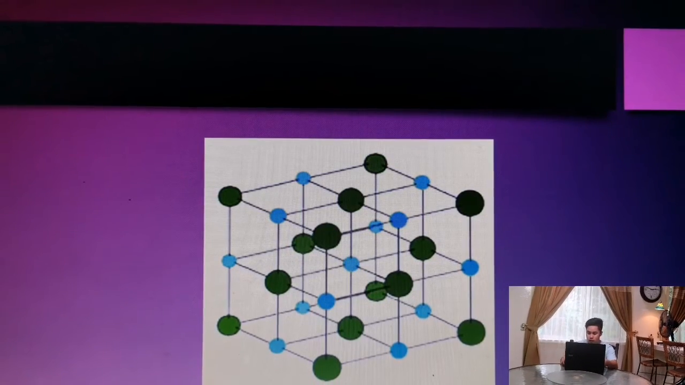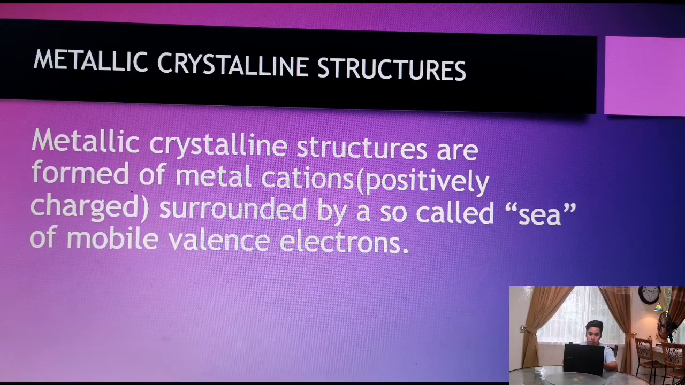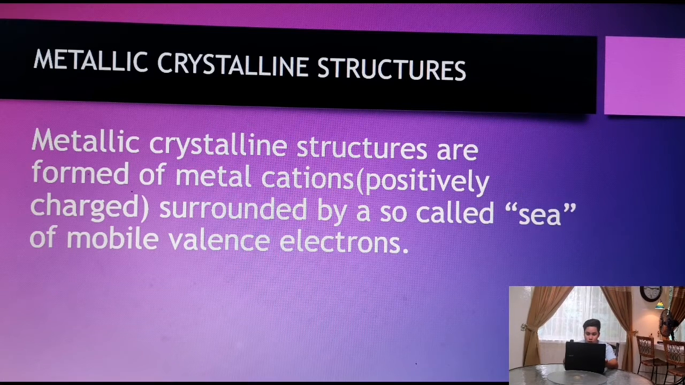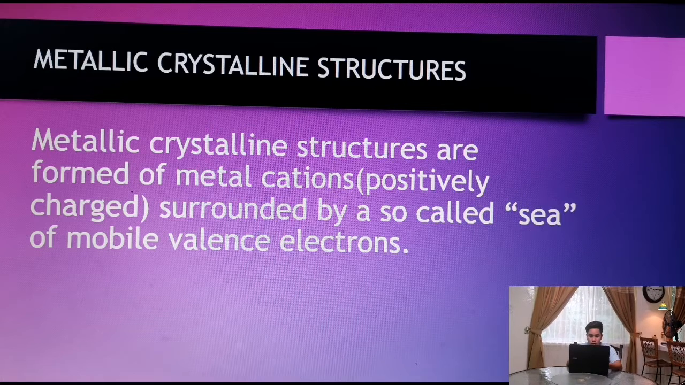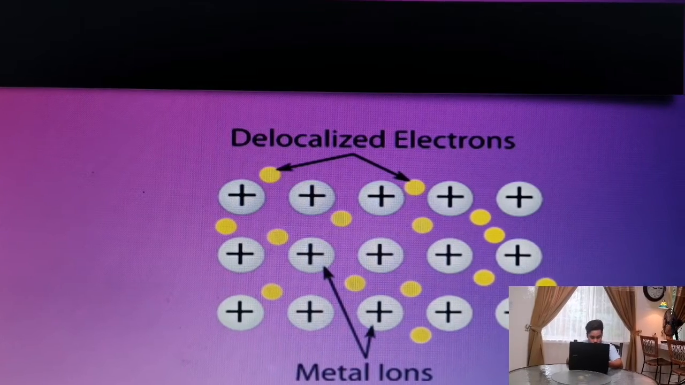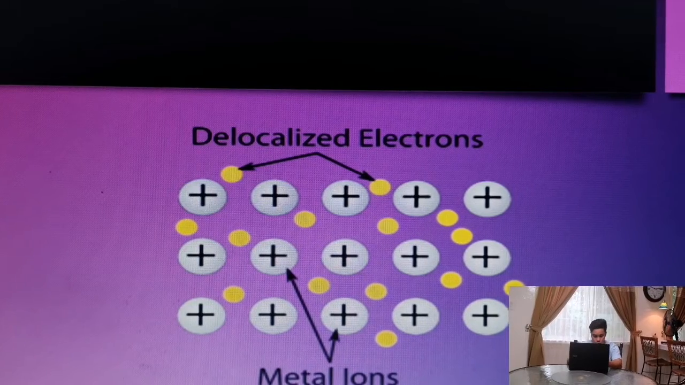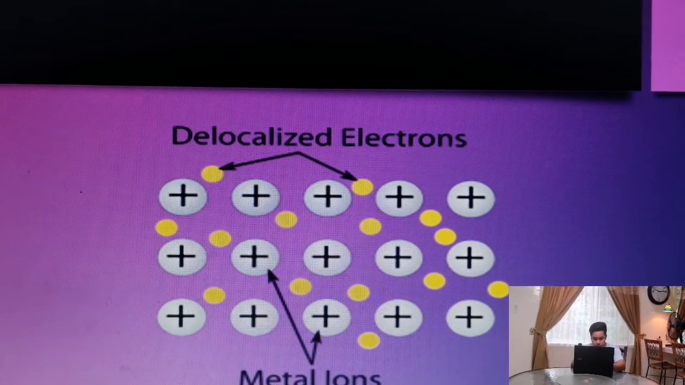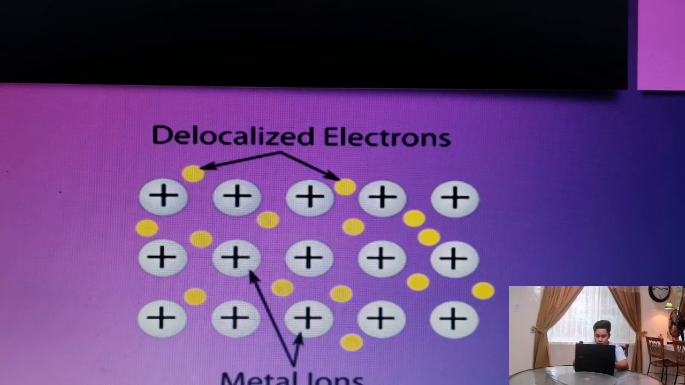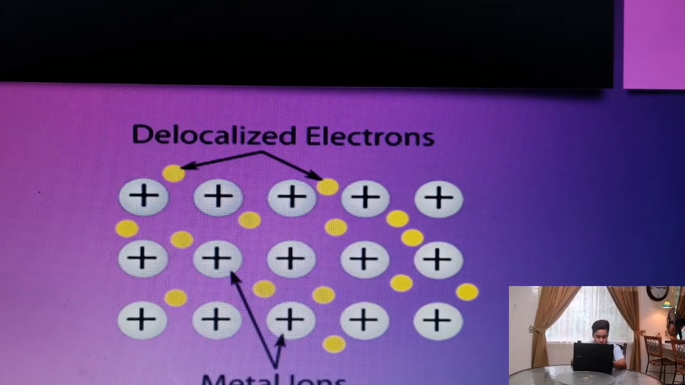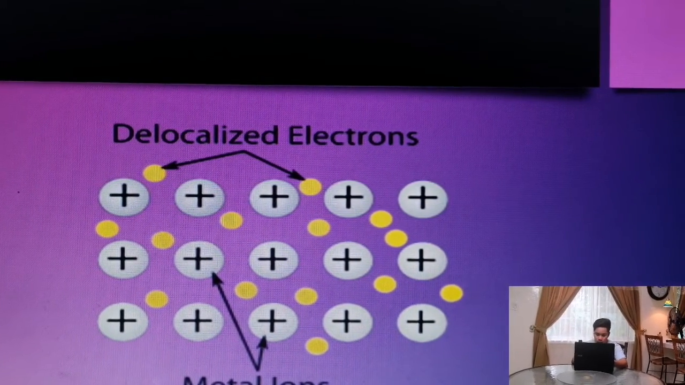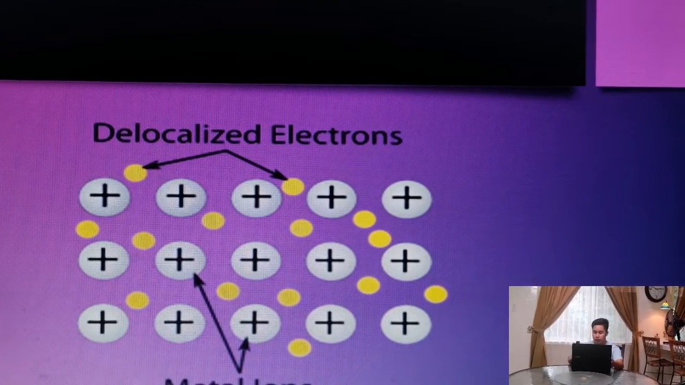Next is metallic crystalline structures. Metallic crystalline structures are formed of metal cations surrounded by a so-called sea of mobile valence electrons. These can also be called delocalized electrons, in which they do not belong to any one specific atom, but are still able to move throughout the entire crystal structure. This means that metallic crystalline structures are excellent at conducting electricity.